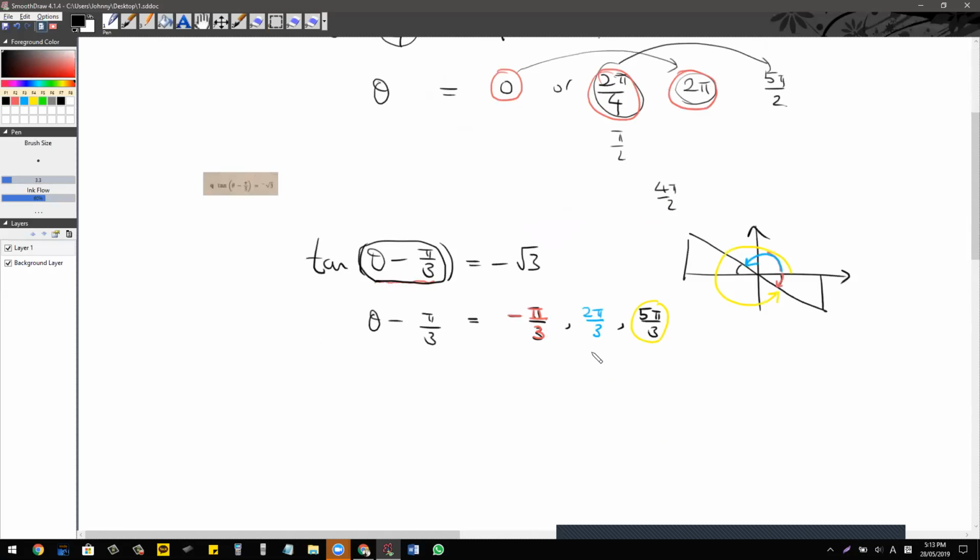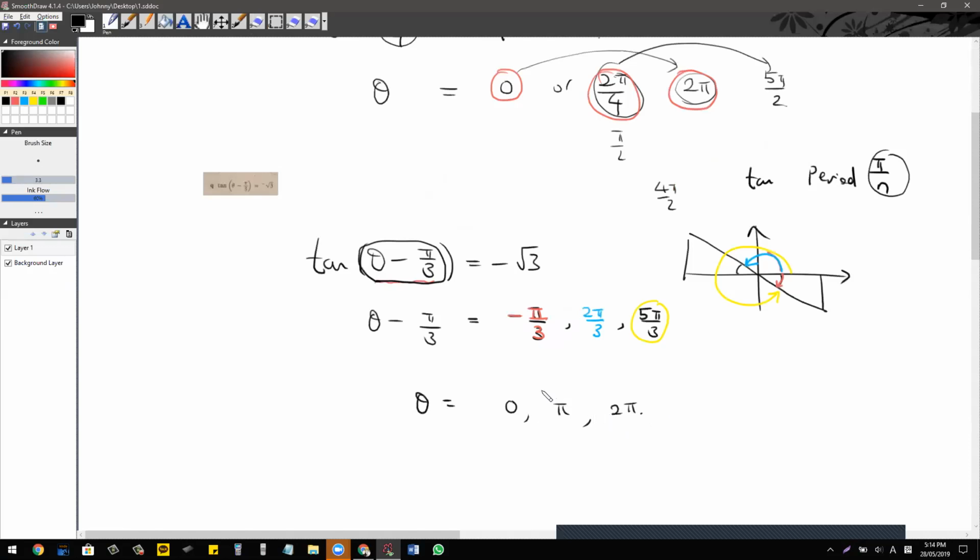for tangent, the period is given by pi over n, isn't it? Yes, pi over n. So if we figure out the theta, you move this one there, then you get 0. If you move this one there, you get 3 pi over 3, which is pi. You move that one there, then you get 6 pi over 3, which is 2 pi. All right?